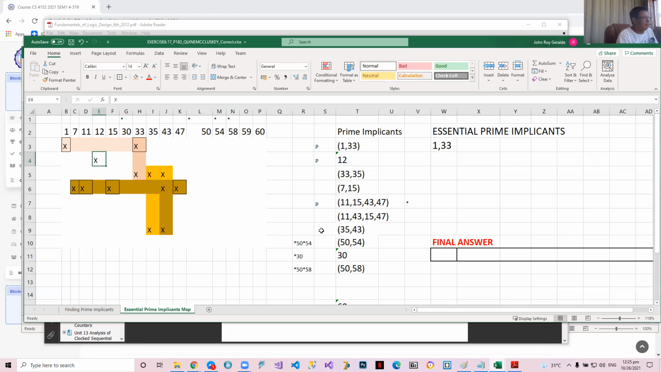33, next is we will have, kasi ito essential ito eh. We'll have 7 and 15. We mark this as essential. Or ito ang i-mark natin kasi because 7 is not covered. Because anything that is alone should be considered essential. I'm not sure if you'll consider 7 here, no? Ito ang problema ko dito. Will we consider 7 as essential?